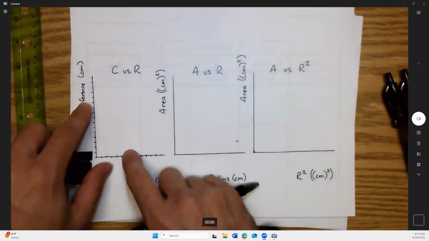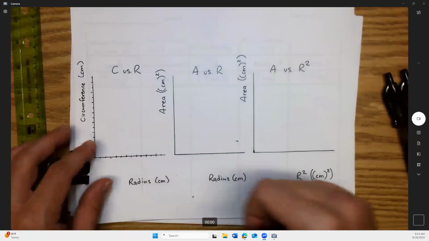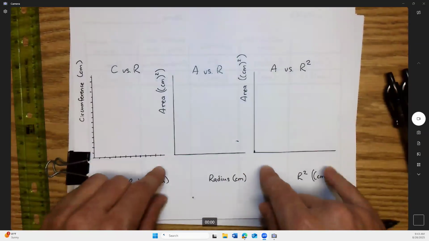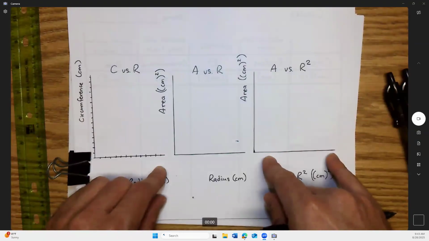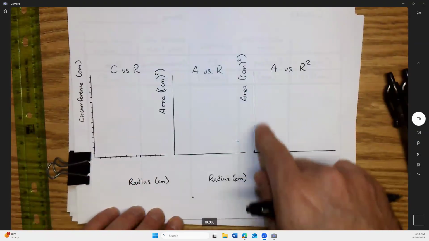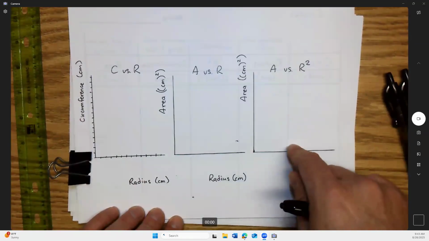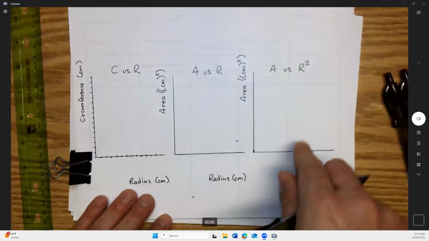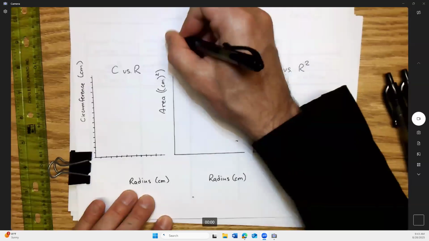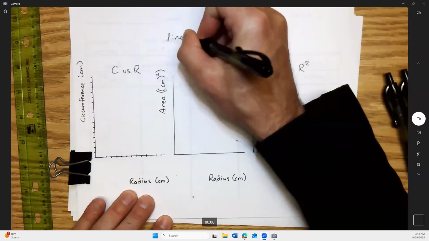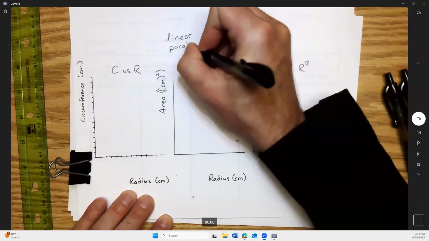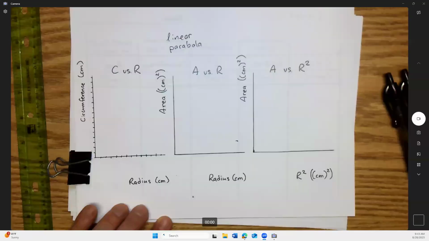So circumference is a function of radius. I wonder what that's going to look like. What is area as a function of radius? And remember how on the table I had you square all those radius sizes? What if you plot not area versus radius, but area versus radius squared? That's the third one. Now, there are 2 basic shapes you should see emerge from these 3 graphs. 1 or 2 of these should be linear, and 1 or 2 of these should be a parabola. So those are the shapes you're looking for.